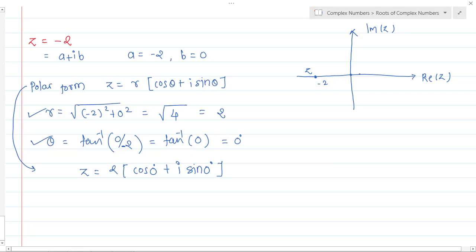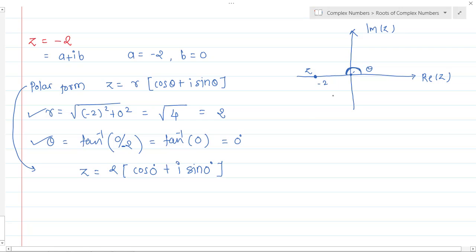Understand? And what is the argument we have seen? Suppose this is the z, the argument is nothing but this theta. But in this question the z is lying here, not here. So where will theta be then? Theta will be this much. Do you understand?